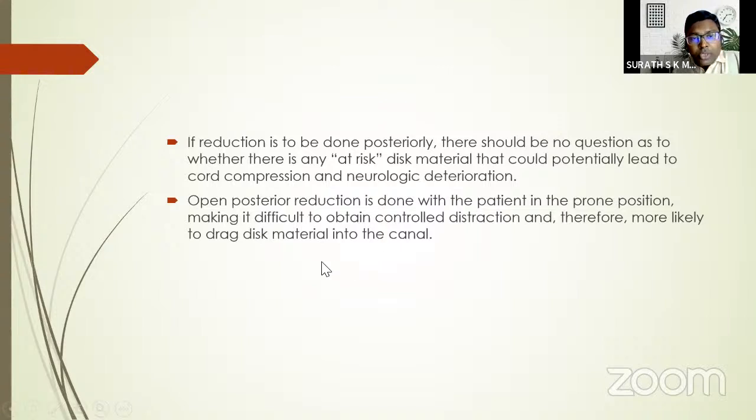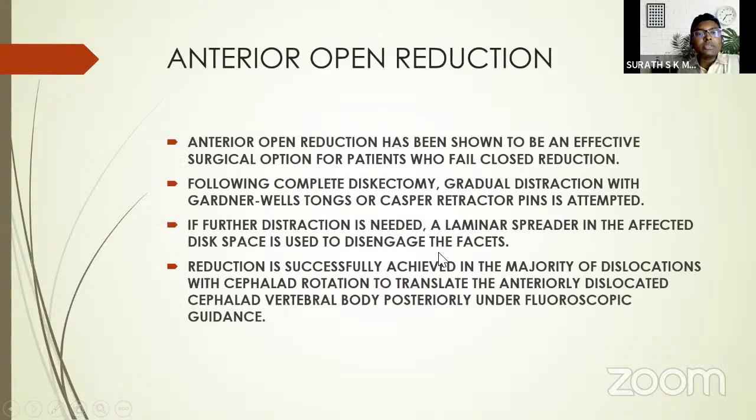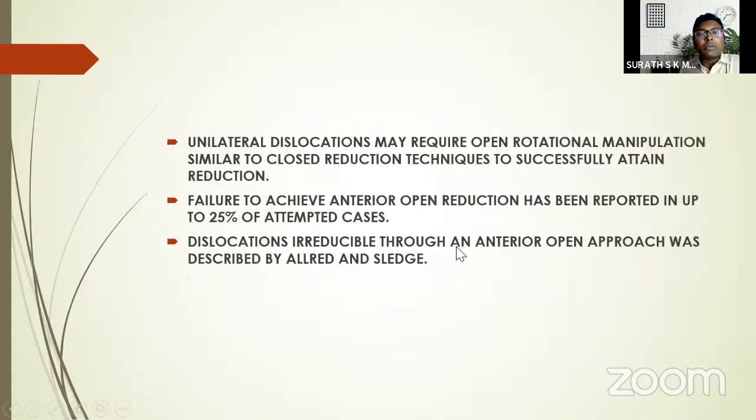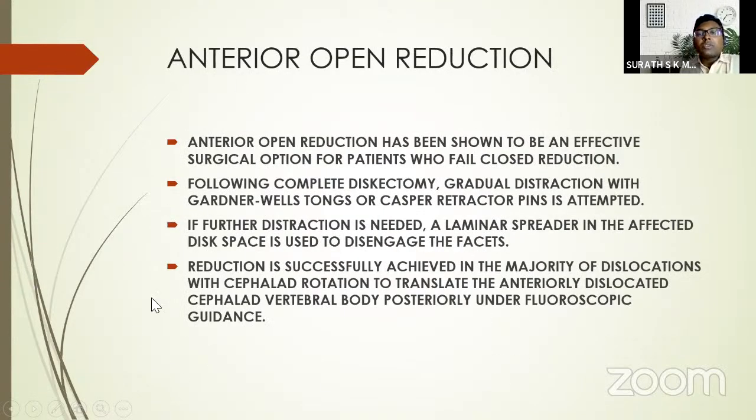Again, a few facts. If you are going to do the reduction only posteriorly, you have to make sure that there is no disc material at risk that could potentially lead to cord compression and neurological deterioration, even though the percentages are not that high as we thought. And posterior reduction we do in the prone position, and sometimes it's difficult to obtain a good controlled distraction. Now, this is something about anterior open reduction.